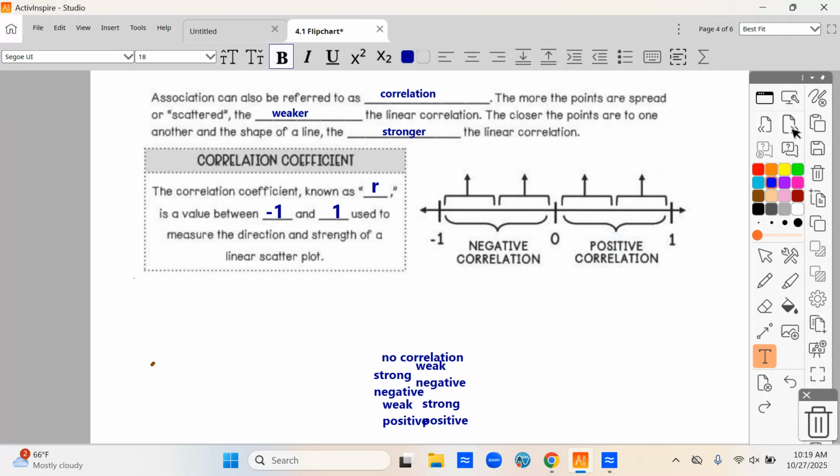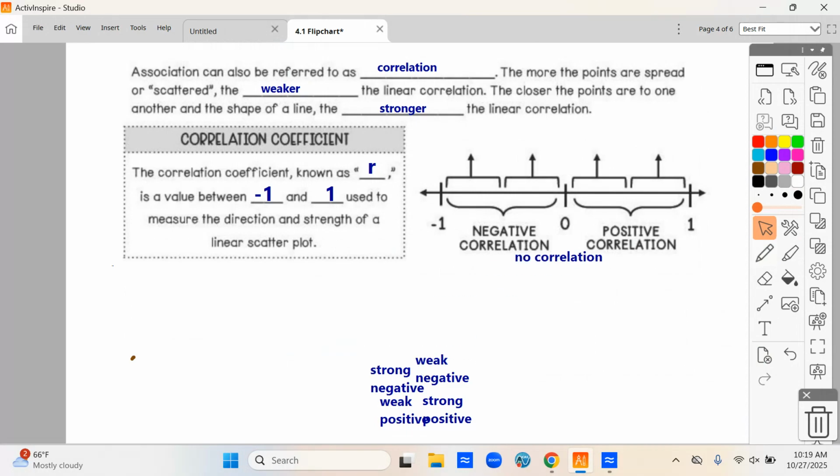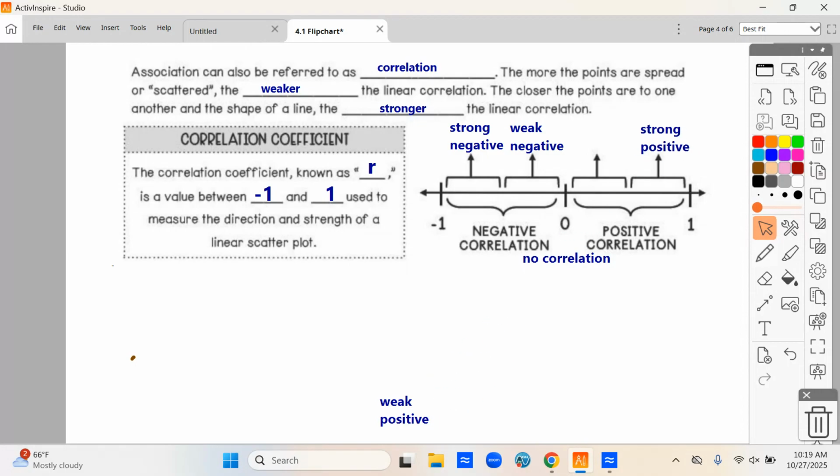Correlation coefficient can be represented by the letter R, and it's a value anywhere from -1 to 1, which seems silly that it's only in such a small space. But if you think about it, 0 would be your no correlation. And then if you have a really strong correlation, but it's negative, that's close to -1. So the negative numbers closer to 0 would be weak. Okay? So then a number closer to 1 would be a strong positive, and the positive numbers closer to 0 would be weak positive. So that means they're scattered.